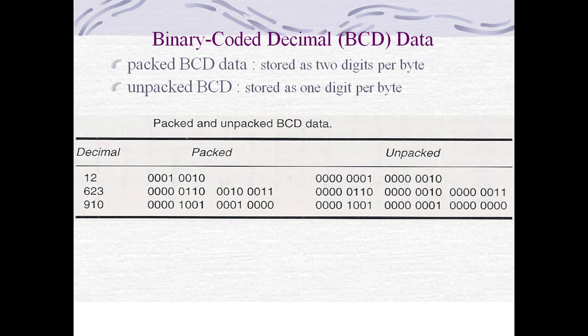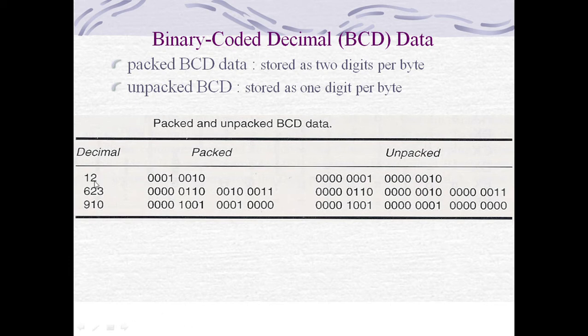Then in binary coded decimal, we can assign a 4-bit code to each digit, or we can assign an 8-bit code to each digit, and by that we can group them as packed BCD data, where we store 2 digits per byte. So 2 digits are stored in a single byte, and in unpacked BCD, it stores 1 digit per byte. Here we can see an example of packed and unpacked BCD.